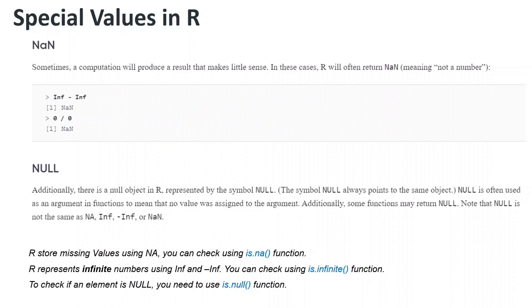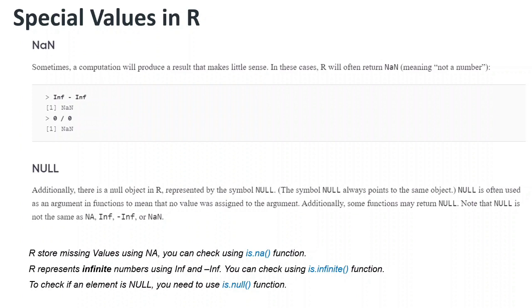Like if you have a vector of 1, 2, 3, and you want to make it NULL, or make the length of the vector 0, you just have to assign the NULL object to that vector. The length of that vector will become 0. Additionally, you can pass it as an argument to a function to mean that no value was assigned to the argument. Some functions may also return a NULL value.